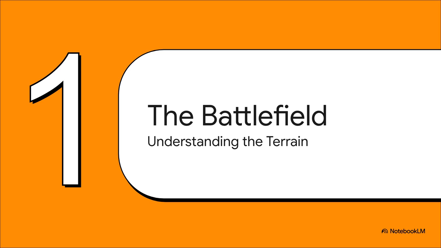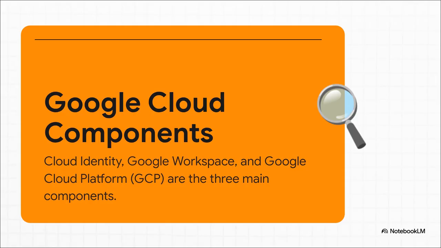Before a single line of malicious code is run, an attacker needs to know the fundamental structure of this Google Cloud battlefield. And you've got to understand how these three big pieces fit together. You've got Cloud Identity, that's the gatekeeper. It manages who you are. Then there's Google Workspace. That's how you collaborate. Think Gmail, Docs, all that stuff. And finally, the Google Cloud Platform, GCP, which is the land itself, right? It's where you build everything. An attacker has to navigate all three.